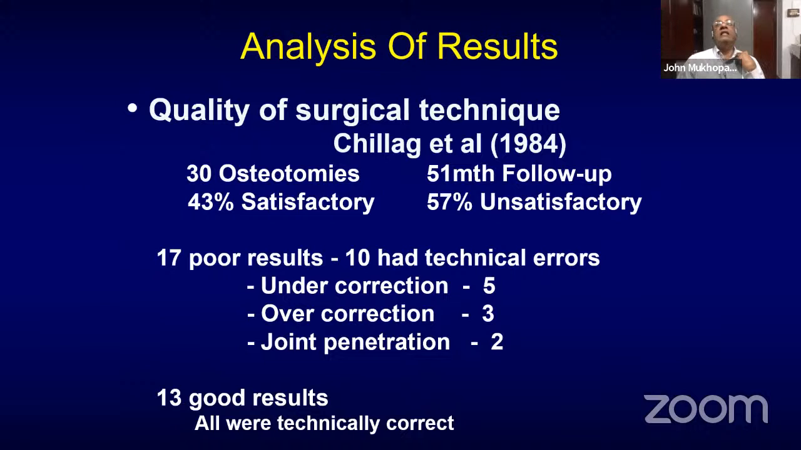Similarly, if you looked at the surgical technique, this was a study done by Chilag et al. In 1984. They looked at 30 osteotomies with a 51-month follow-up, out of which 43% were satisfactory at this time and 57% were unsatisfactory. Now, out of the 17 poor results, 10 had technical errors. So either there was undercorrection, overcorrection, or joint penetration in 10 of them. And of the 13 good results, all were technically correct.